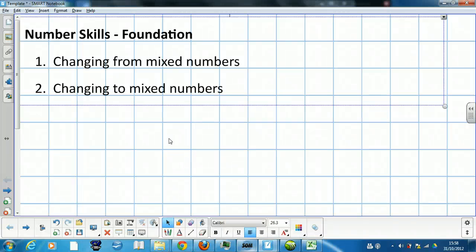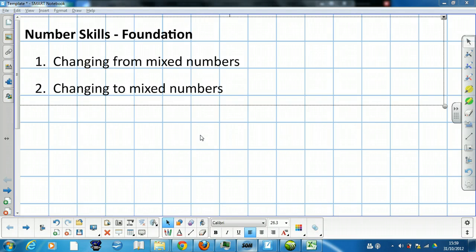Hello again. We're going to look at some more foundational number skills, things you should have picked up in primary school and in middle school. Right, we're going to look at changing to and from mixed numbers. First we're going to look at changing from mixed numbers. Next we're going to change to mixed numbers.